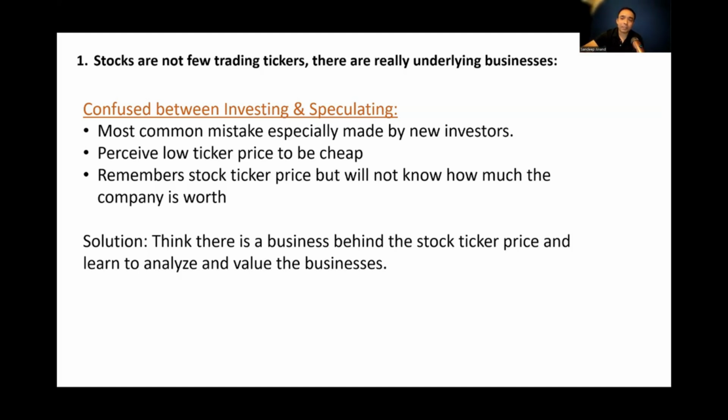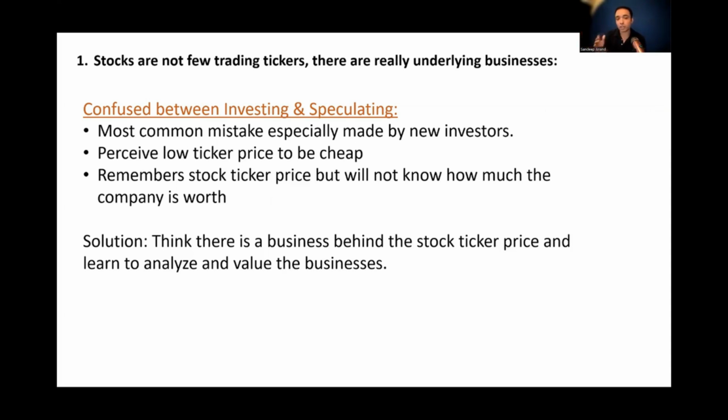So what happens is, there is a confusion between investing and speculation. Although people know that there is a business behind the ticker, the speculative mindset takes charge of the investing mindset, the long term mindset, most often, especially in extreme conditions, right? The most common mistake, especially made by new investors, is speculation rather than investing. They perceive a low ticker price as a lower or cheaper stock price than ticker prices which are 4 digit, 5 digit.